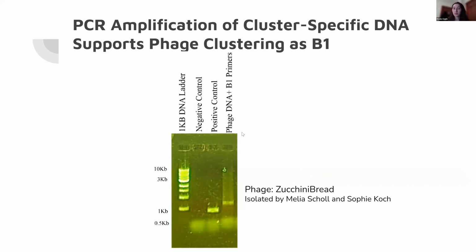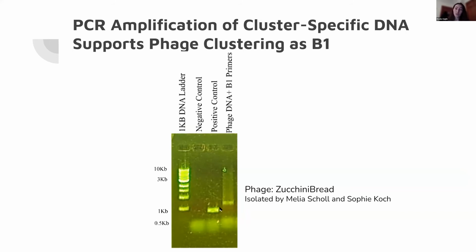And so they PCR amplified their phage's genome with B1 cluster specific primers, seen here in the far right lane. And clearly, there is a band representing that amplification product from the binding of these B1 cluster specific primers to zucchini bread's genome. And to us, this suggests that this is pretty good evidence that zucchini bread is probably a B1 cluster phage, as especially emphasized by the success of both of the controls.